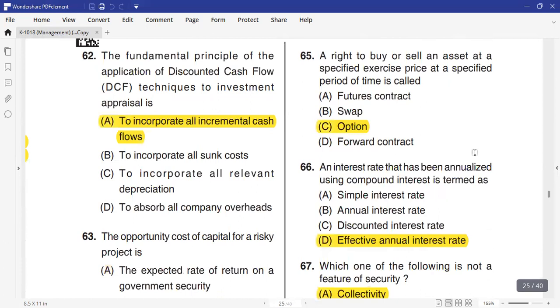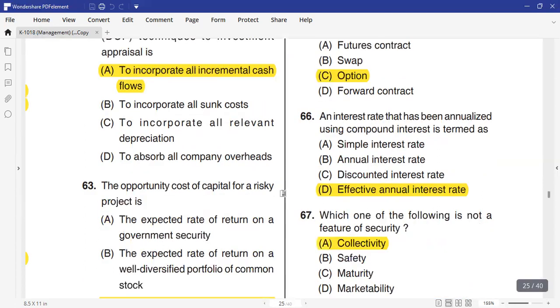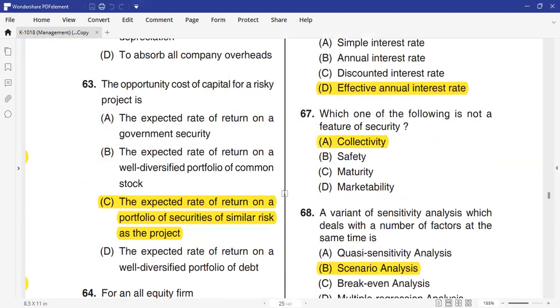Next, we go to the 62nd question. The fundamental principle of application of the discounted cash flow or DCF technique to investment appraisal is to incorporate all incremental cash inflows. That means if you want to include all the cash inflows, then we use the discounted cash flow method or DCF technique. Then the 63rd question: the opportunity cost of capital for a risky project, the correct option is C, the expected rate of return on a portfolio of securities of similar risk as the project.